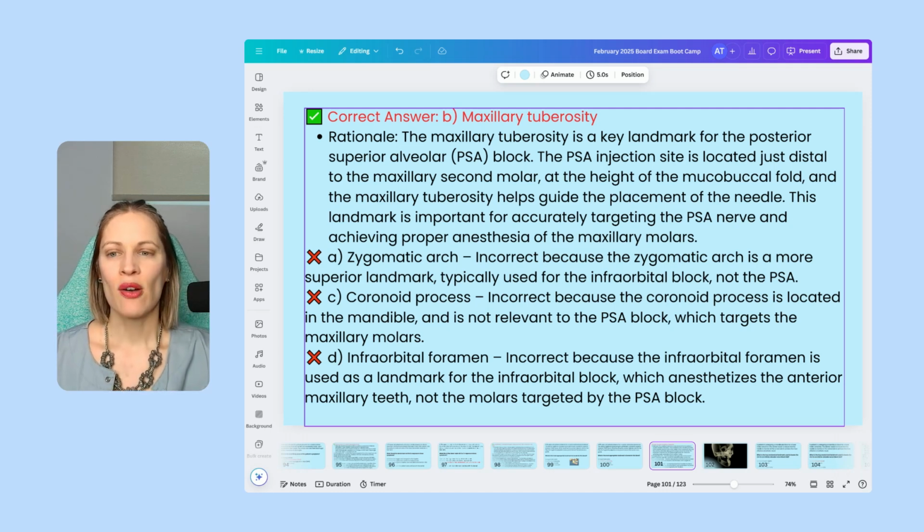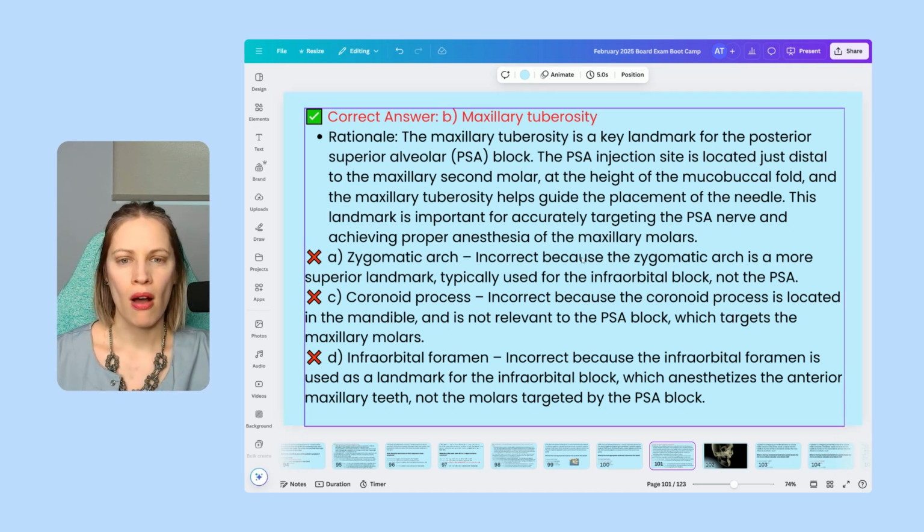Now, the zygomatic arch here, that's wrong because this wouldn't be used for a PSA. This would be used for an infraorbital block. The coronoid process is also wrong because this is located in the mandible, and has nothing to do with the PSA block because we're targeting the maxillary molars. And then the infraorbital foramen, well, this is a landmark for the infraorbital block, which is for the anterior maxillary teeth, but it's only going to do the anterior, not the posterior, which is what we were targeting.